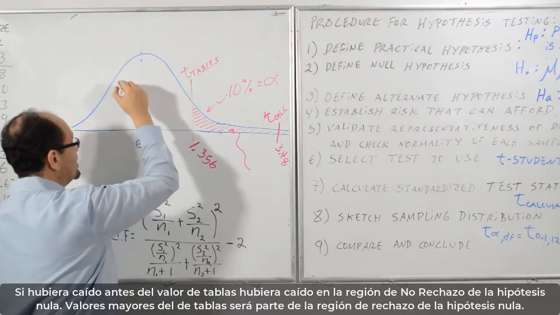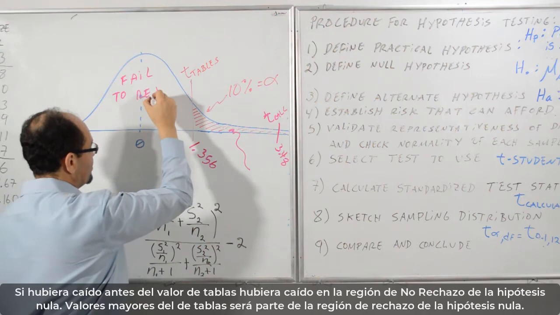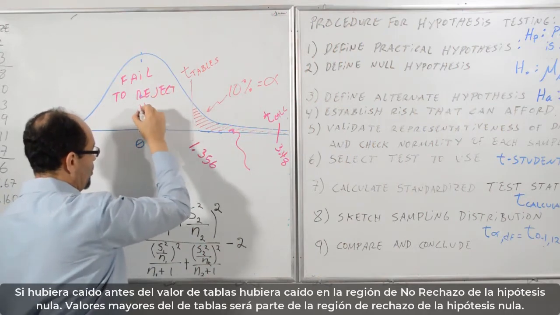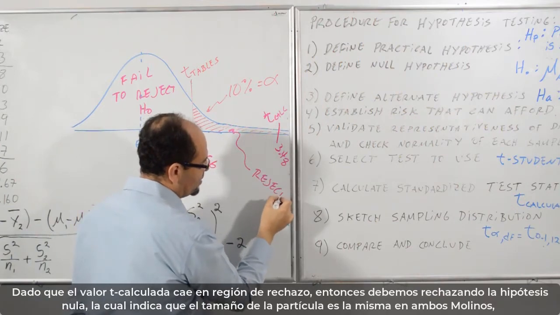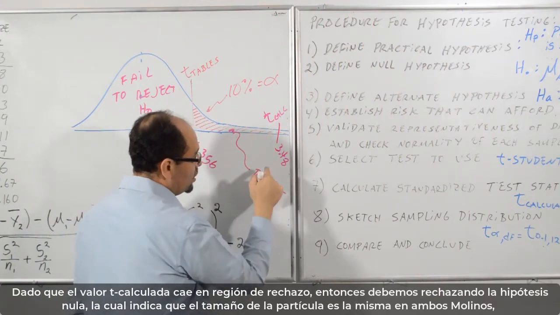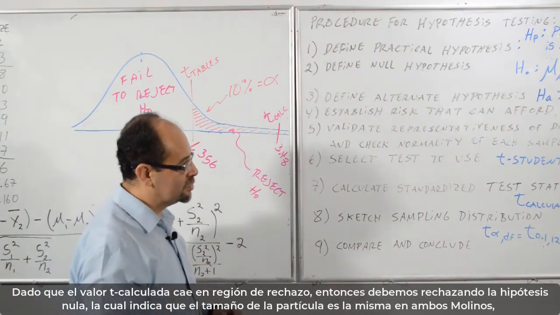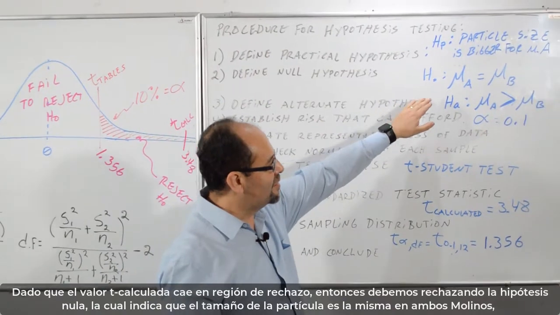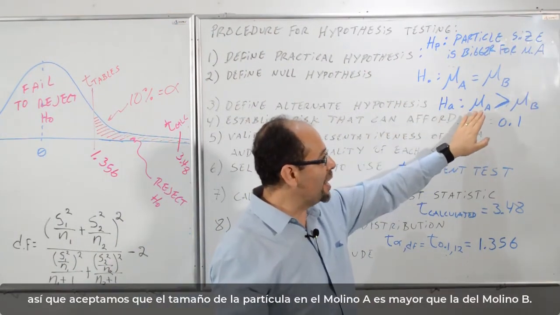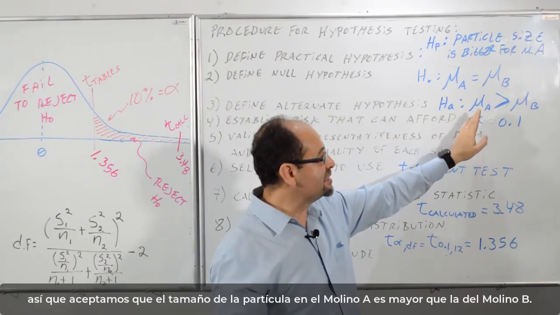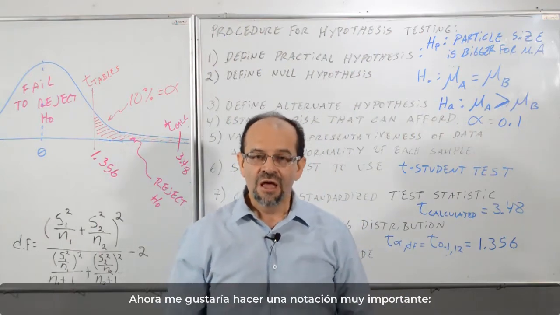Keep in mind that this is fail to reject the null hypothesis. And then here we are having the region of reject null hypothesis. Because this value is in this region, then we are rejecting the null hypothesis. We are rejecting that the particle size is the same for both millers. And then we are accepting that particle size is bigger for Miller A than for Miller B.